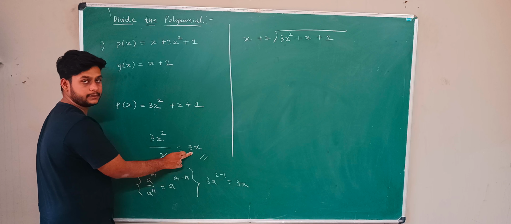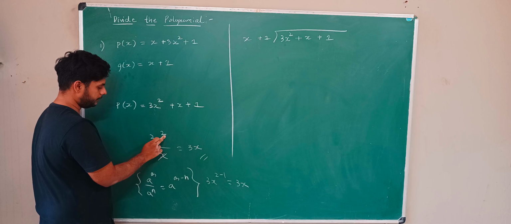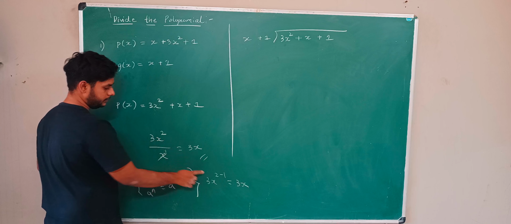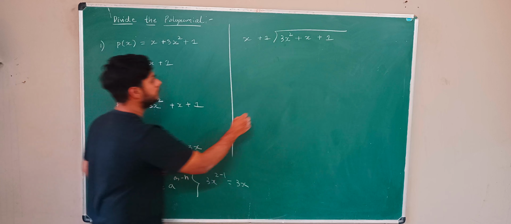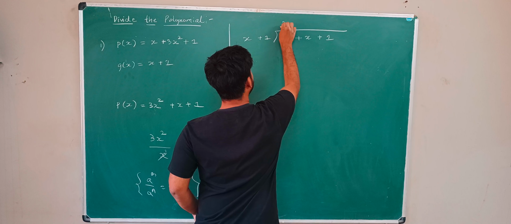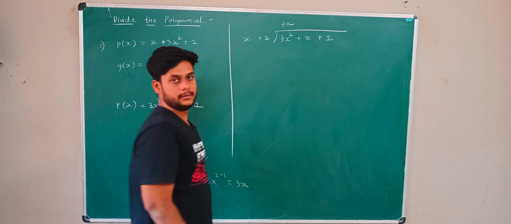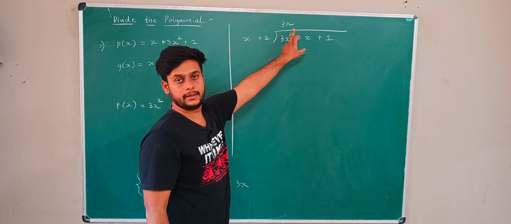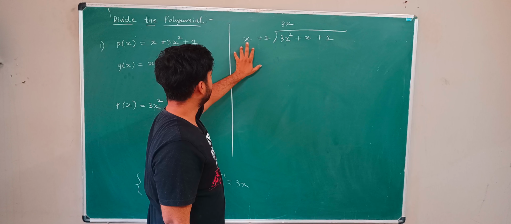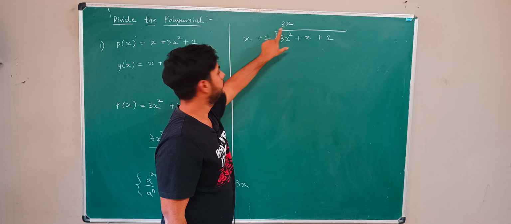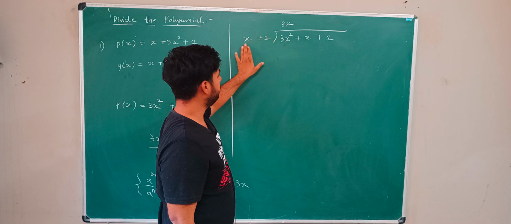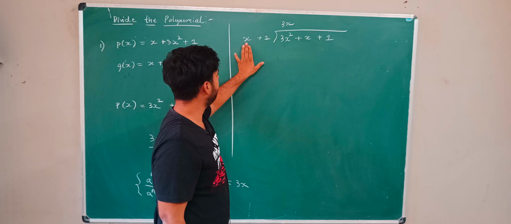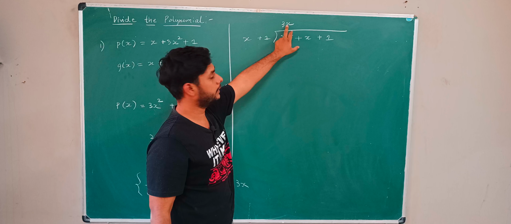So only I have written here 3x. 3x power 2 minus 1, I got 3x. So now what is my answer? 3x. This is my quotient. First quotient, what did I get? 3x. Now what should I do? I should multiply this and this now. First I should divide this by this. Very simple. This and this you divide. Next, whatever answer you get, you write there.